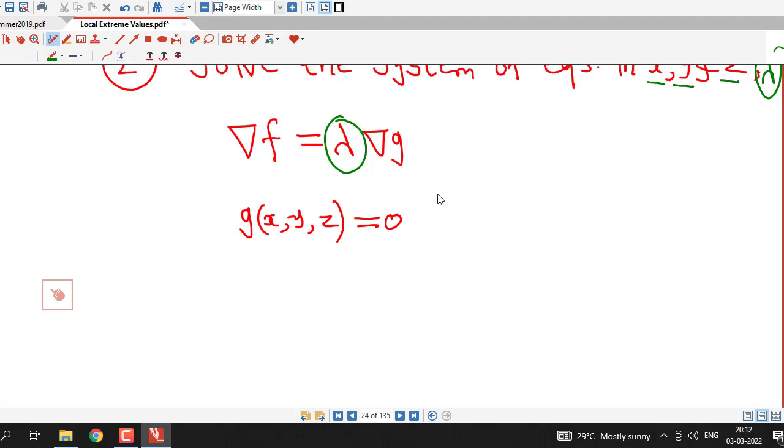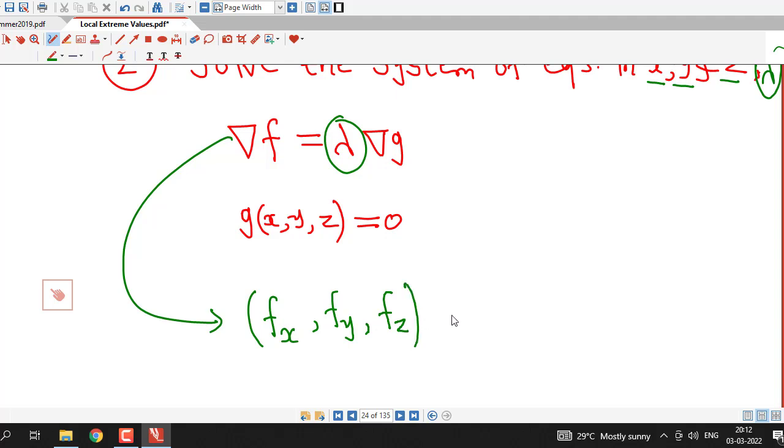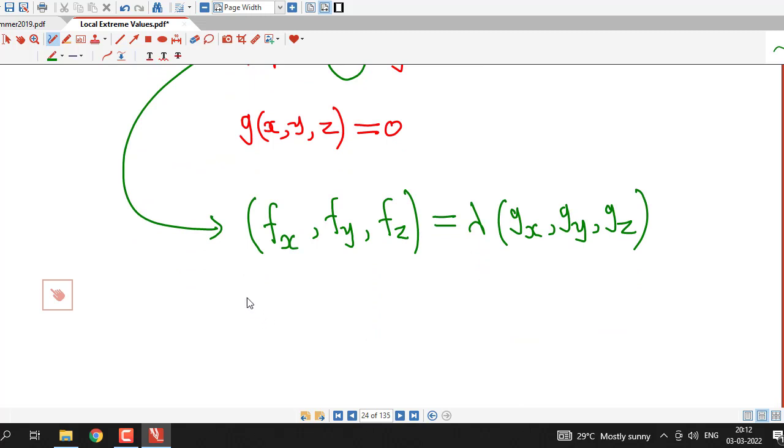Now if the function is of 3 variables x, y and z, then by the definition of gradient we can write gradient of f equal to del f by del x, del f by del y, del f by del z, and gradient of g is del g by del x, del g by del y, del g by del z. So this we can simplify.